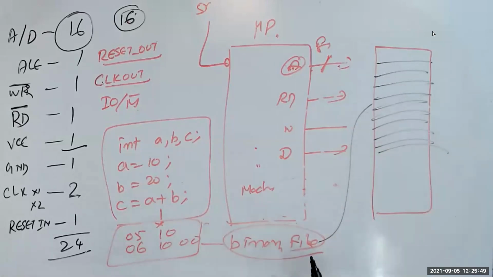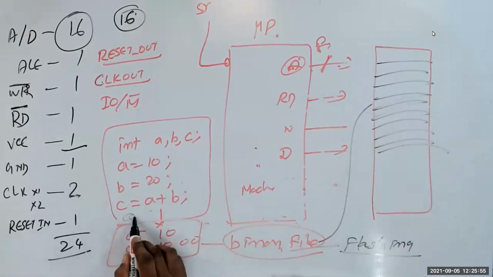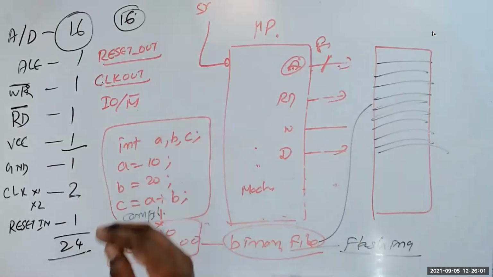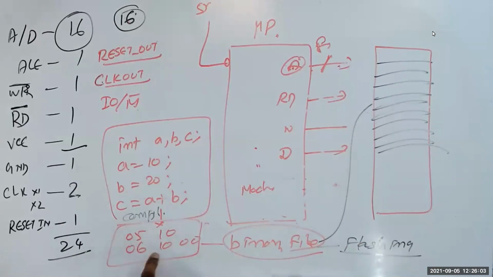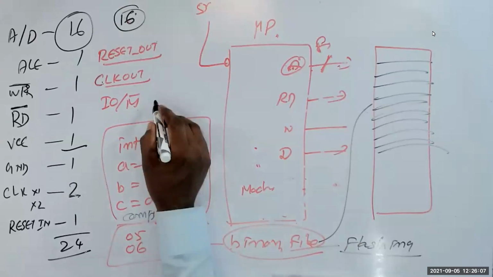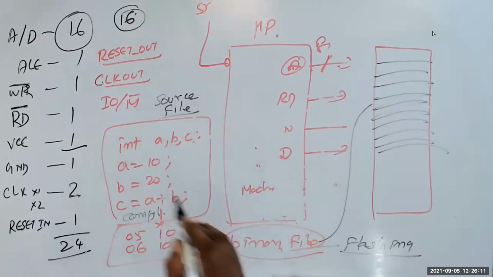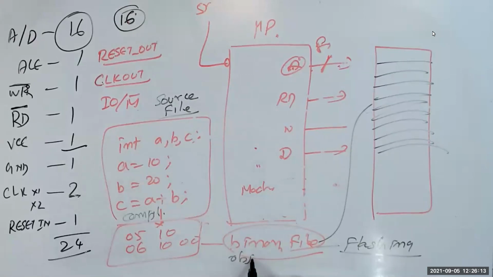That's the process you're calling flashing. This is called compiling. That is translating. You write in C, and from C you convert it to machine language. The machine language you get is a binary file. This is called the source file, and this is called the object file. Binary object is the same.